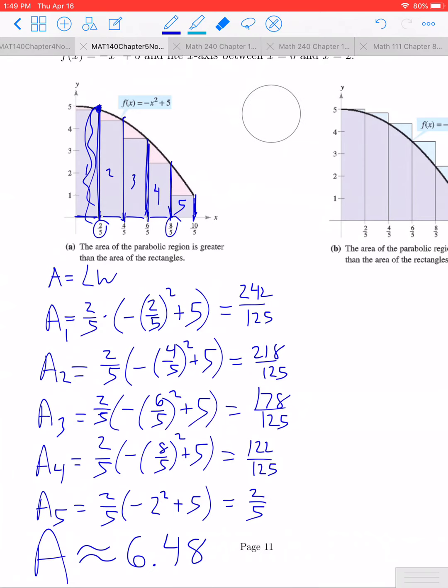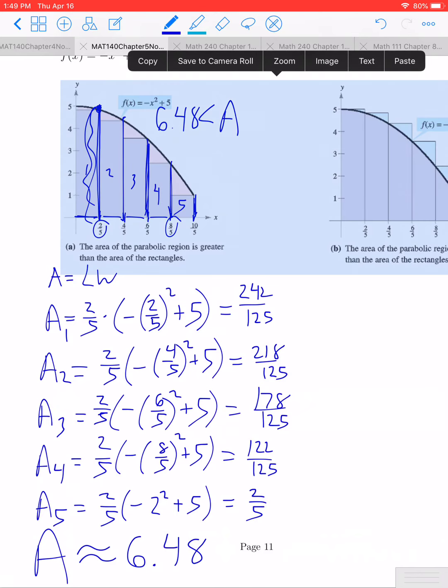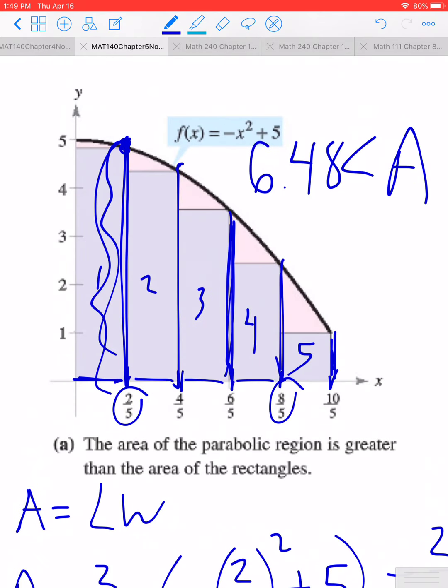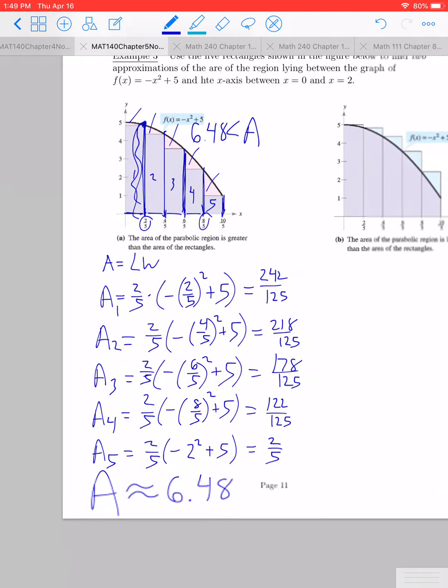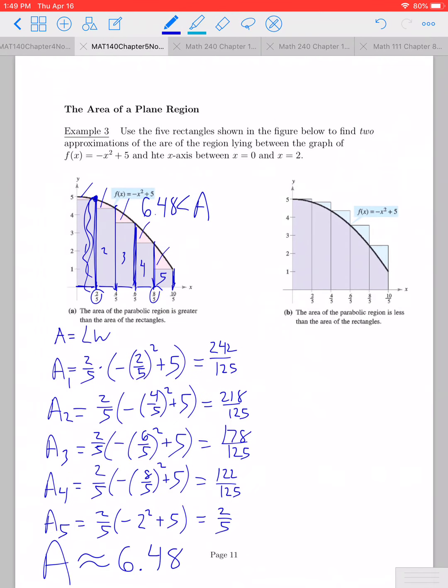Furthermore, one of the things that we would know about this approximation is that the true area of this region is going to be a little bit more than 6.48, because with inscribed rectangles, there's parts of the region's area that we're leaving out. So this would be an underestimate. But nonetheless, it's a fairly decent approximation, and it gives us some ballpark of what the true area might be, whereas we don't have a formula right now at the moment to find the exact area.